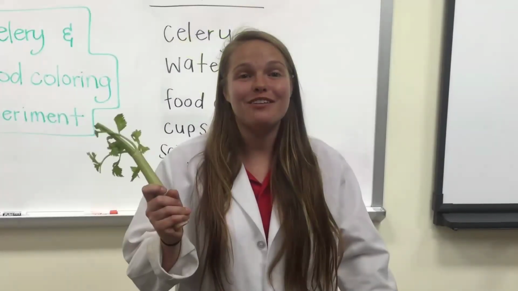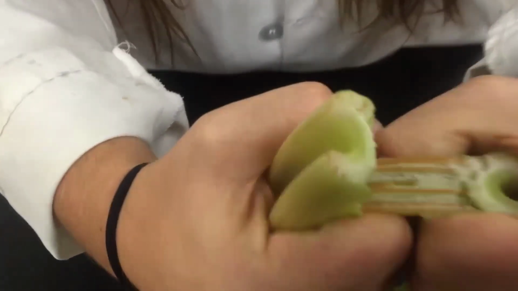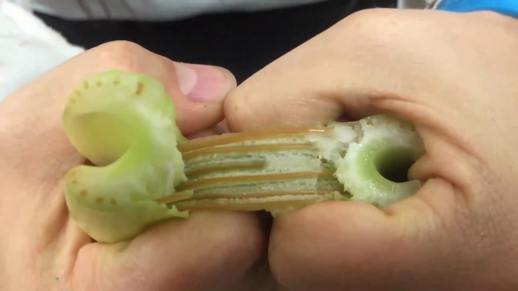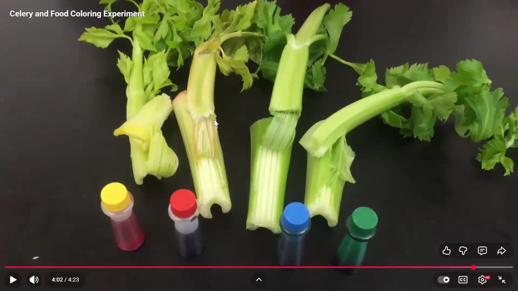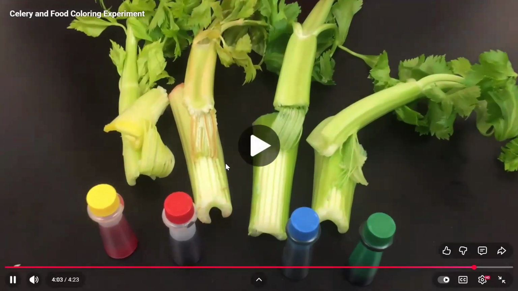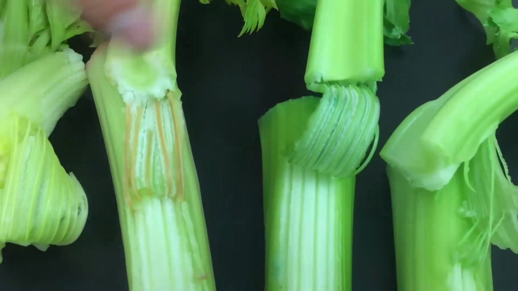Now let's check out what our celery looks like on the inside. Take a closer look. You can actually see the food coloring, and the ones that are colored are the xylem vessels. So this is proof that this is where water travels. Look at the fibers in the celery. That's the xylem, where the water was absorbed.